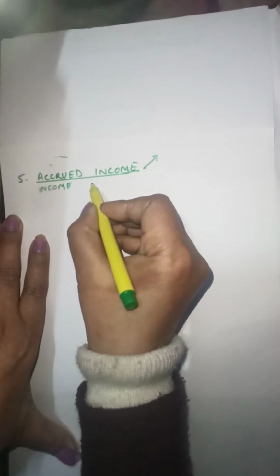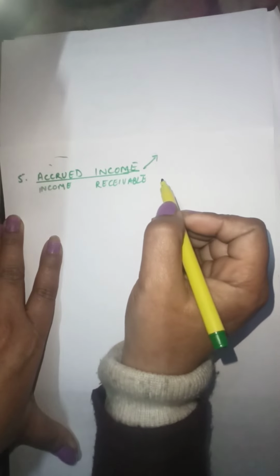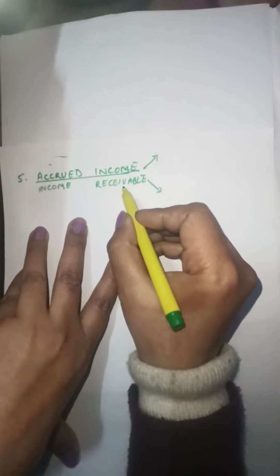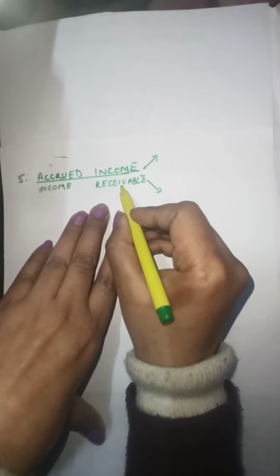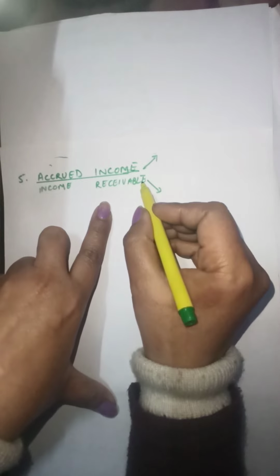It is also called income receivable. Income receivable means that type of income that is still to be received. That means it is your income that has not yet been received. Receivable, it will be received. Will be received means it should be added to the income.